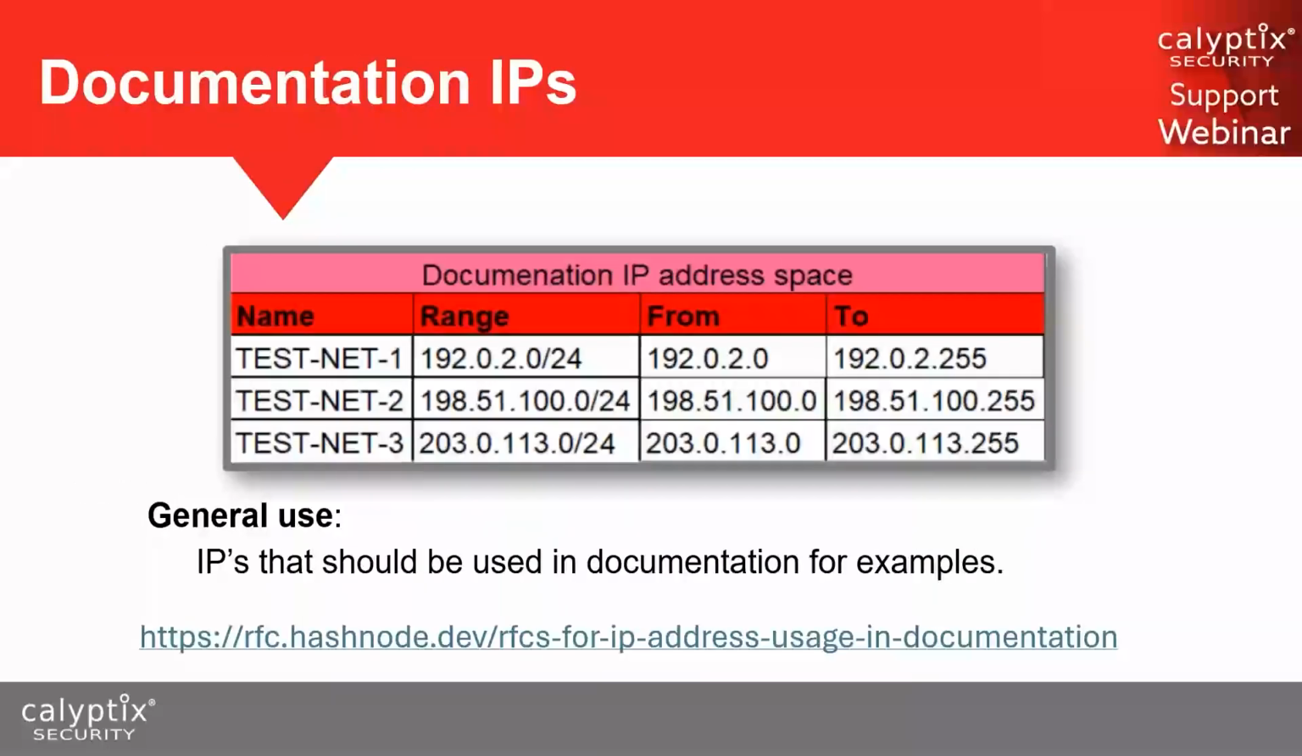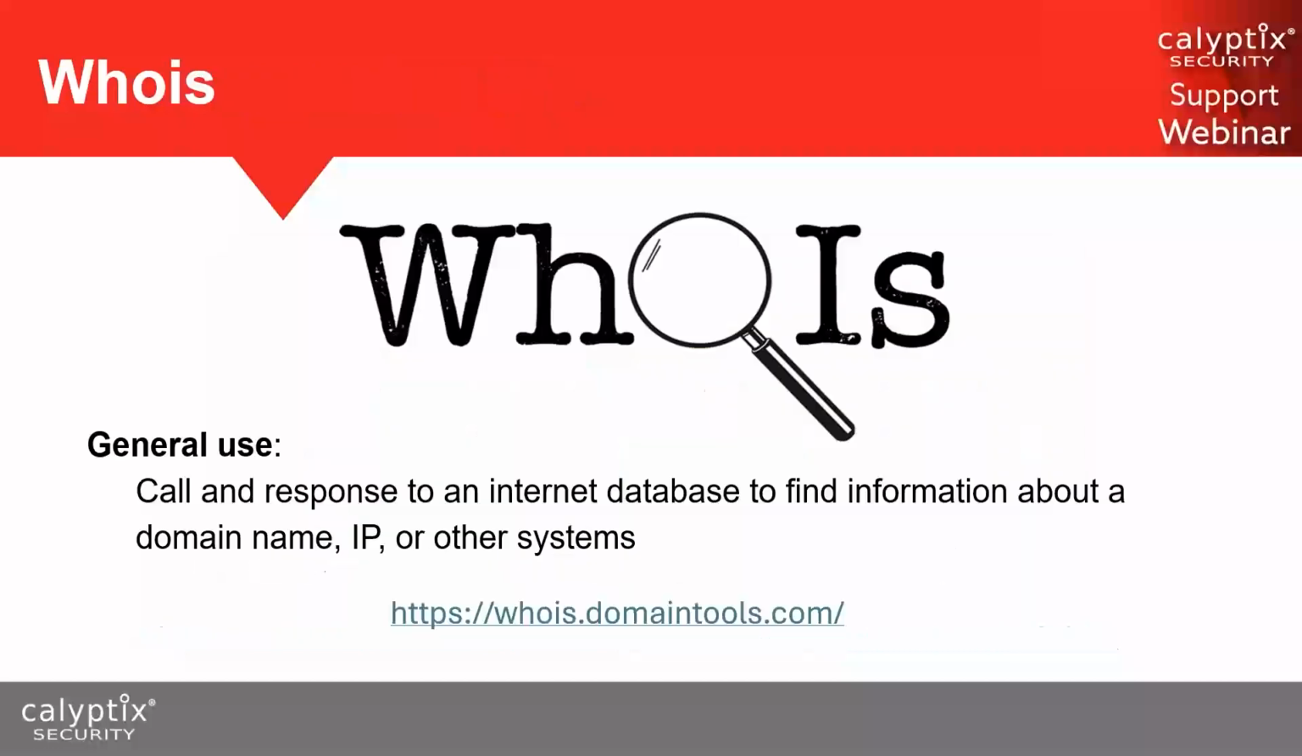There's something called documentation IPs. So a lot of people don't know, if you're writing documentation, they've specified 3 different ranges that you should use for writing IPv4 documentation. And the reason that they've done this is because you might not want to give your personal information out while you're writing documentation. These are the 3 ranges that they have set aside for writing documentation. And you can find that at the RFC hashnotes.dev.